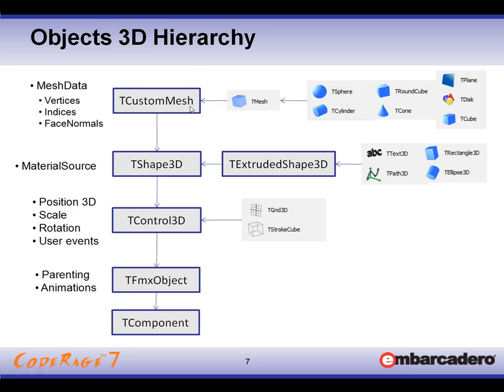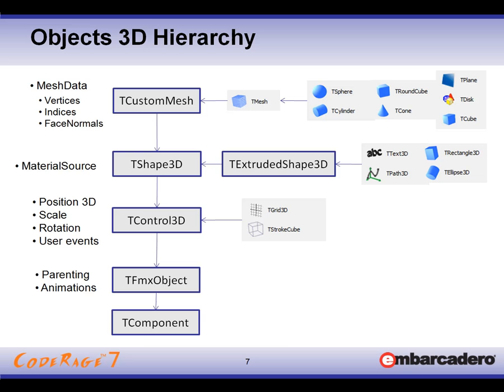TCustomMesh is a class that is derived from TShape3D and introduces support for mesh data. Those vertices and those indices that you have seen in a previous example are actually encapsulated as a custom mesh, and there are a number of classes that implement TCustomMesh. There is a TMesh, which is quite a generic mesh that has its mesh data public, so you can manipulate it programmatically. But there are also some already made meshes, like sphere, cylinder, cone, cube, and so on, that you can manipulate in your application.